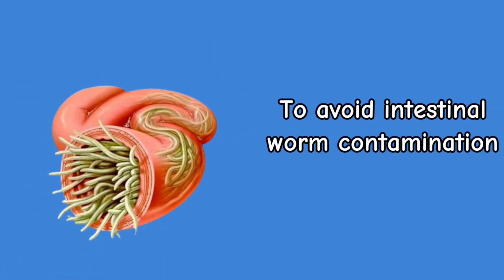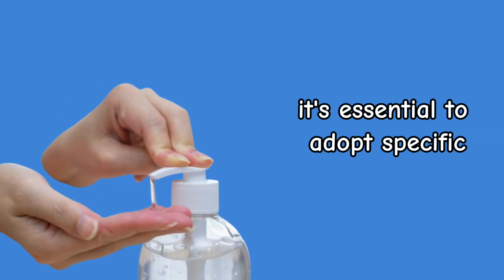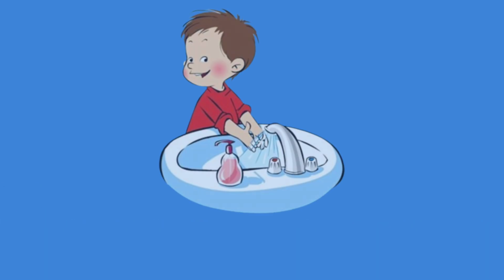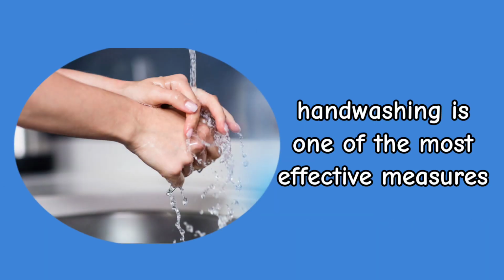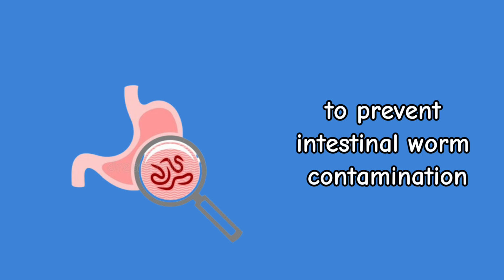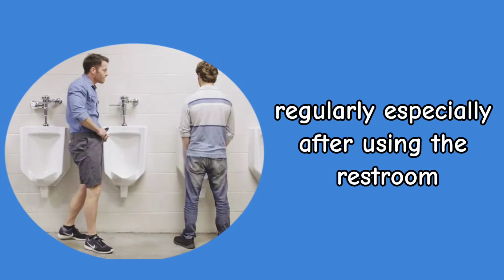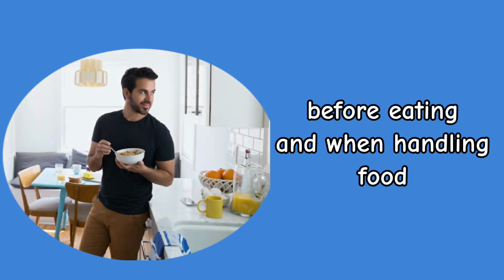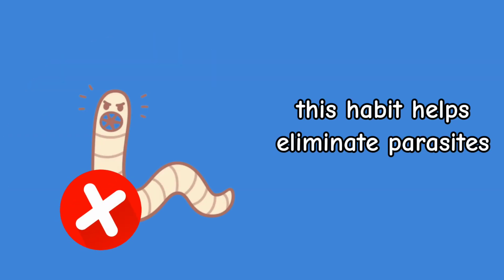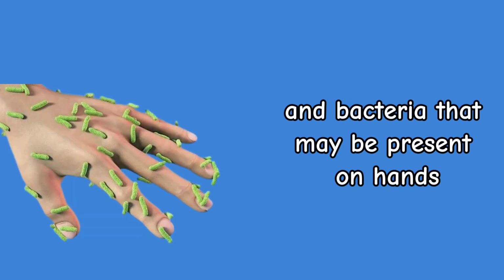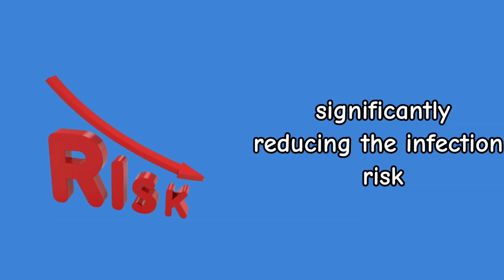Prevention and care. To avoid intestinal worm contamination, it's essential to adopt specific hygiene and care practices. Here are the recommended measures. 1. Wash hands frequently. Hand washing is one of the most effective measures to prevent intestinal worm contamination. It's essential to wash hands with soap and water regularly, especially after using the restroom, before eating, and when handling food. This habit helps eliminate parasites and bacteria that may be present on hands, significantly reducing the infection risk.